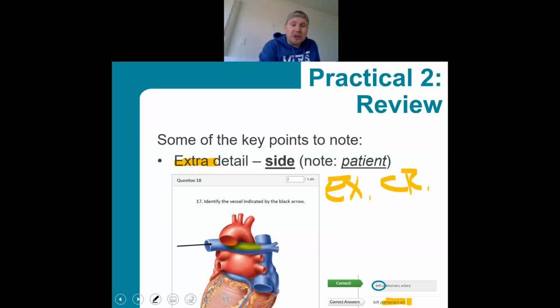If you also told me that what we're seeing here is the left side of it, because we're looking at the heart from behind, from the posterior view, so the patient's left, you could get extra credit for that. So again, if you are comfortable with what you're seeing, try to provide me some extra information. You might gain those extra points.